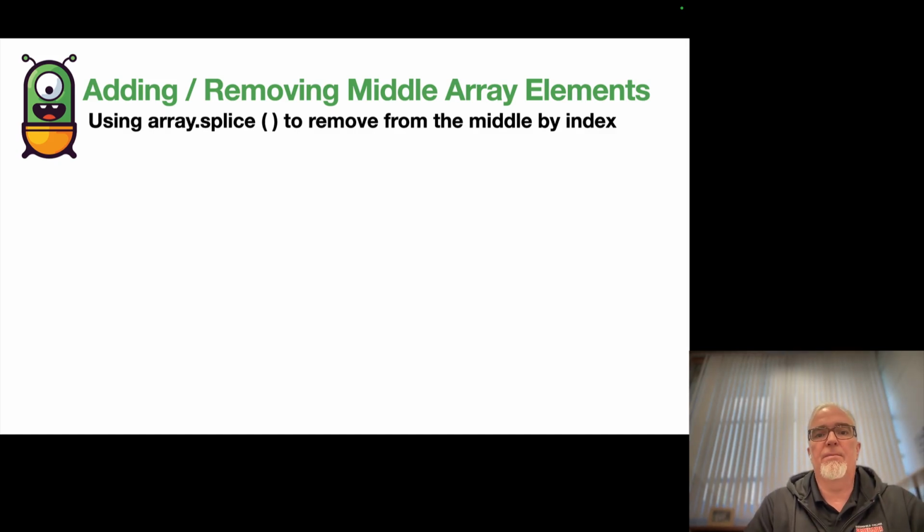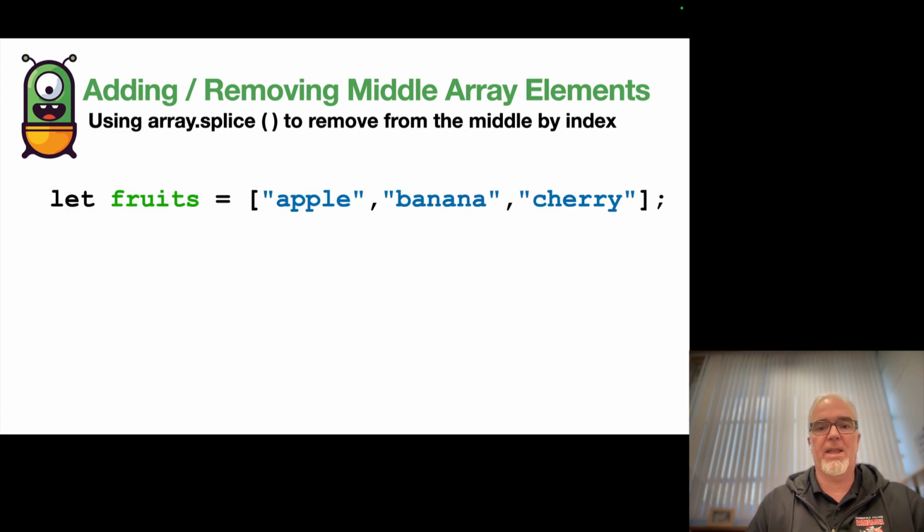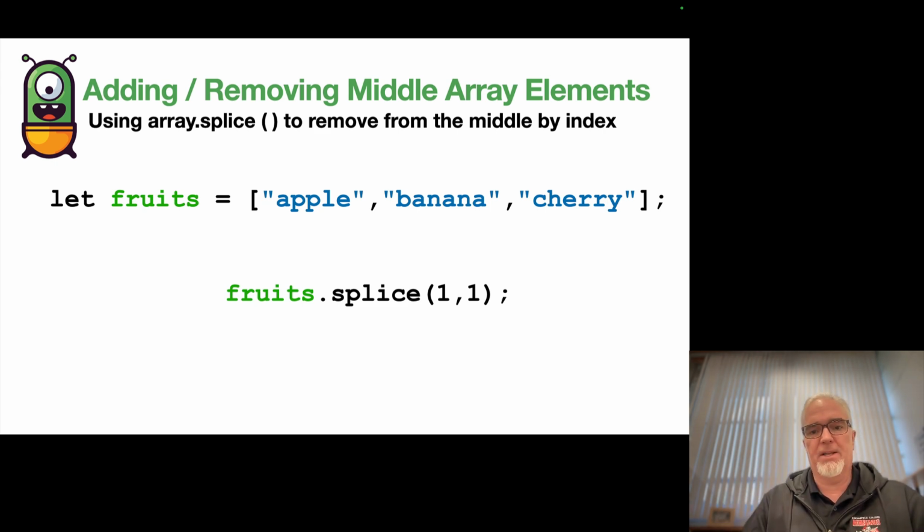If we want to add or remove array elements from the middle, we're going to use something called array.splice. And array.splice is a great way to do that. You can do all kinds of things to the middle of the array, and you're going to be using the index for splice.